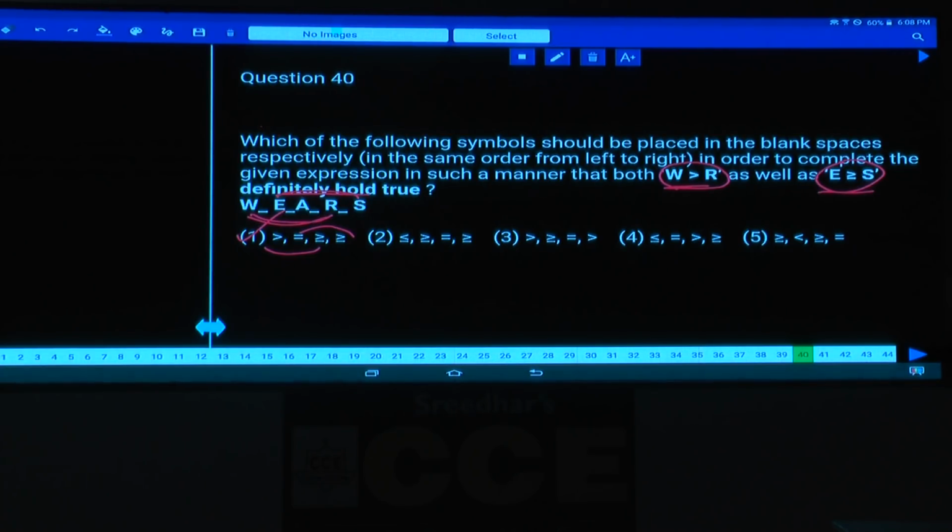Done with this paper? Question numbers 1 to 40 of paper number 13. Paper number 13, 1 to 40. Yes, anything else to be discussed? చెప్పండి, ఇంకేమైనా ఉన్నాయా ఇందులో డిస్కస్ చేయవలసినవి?